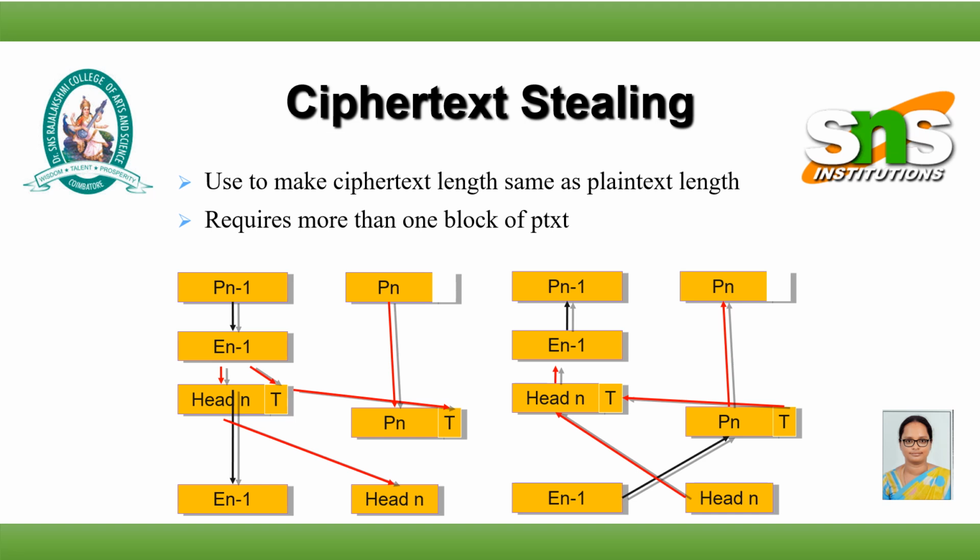Ciphertext stealing is used to make the ciphertext length the same as the plain text length. It requires more than one block of plain text. So here, what we are doing is converting plain text into ciphertext. The length of the plain text and the ciphertext is the same. For the conversion, the plain text needs a larger number of blocks to convert into ciphertext.